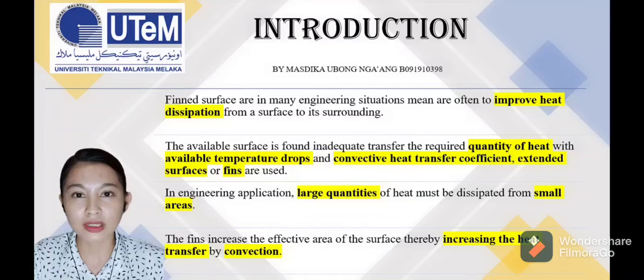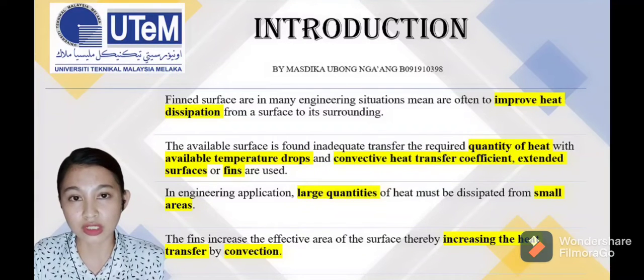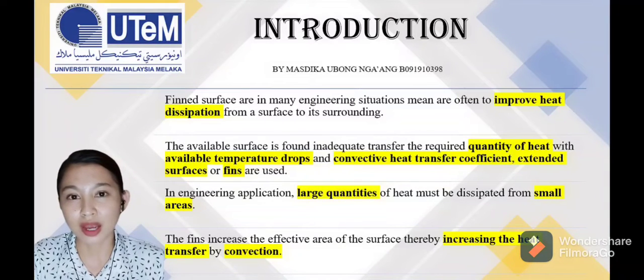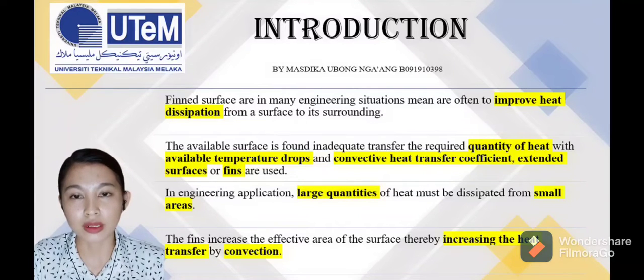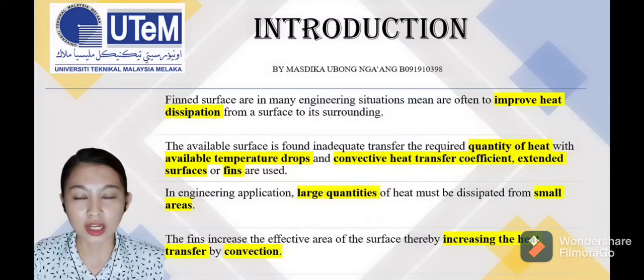Then the available surface is found that indicates transfer of the required quantities of heat with available temperature drops and convective heat transfer coefficients. Extended surfaces or fins are used. At the same time, in engineering applications, the largest quantities of heat must be dissipated from a small area. The fin increases the effective area of the surface, thereby increasing the heat transfer by convection. For the next topic, which is selection of design, I pass to Amirul Wafiy.